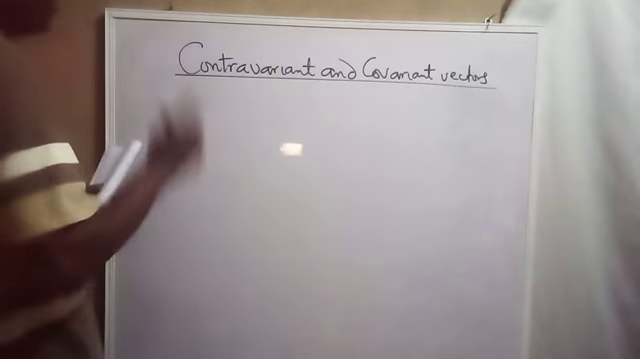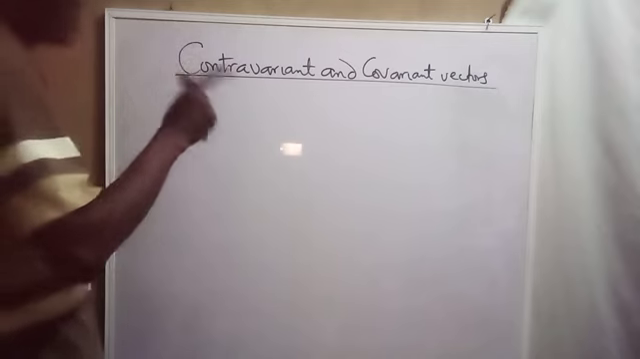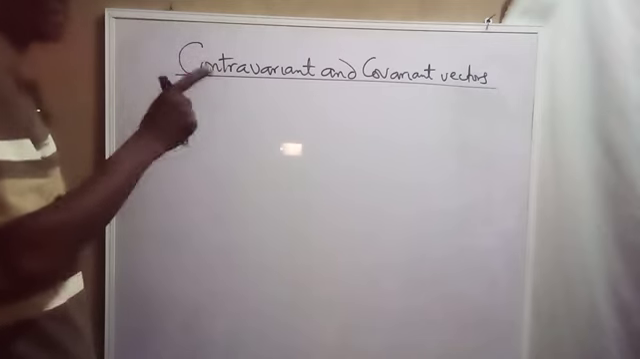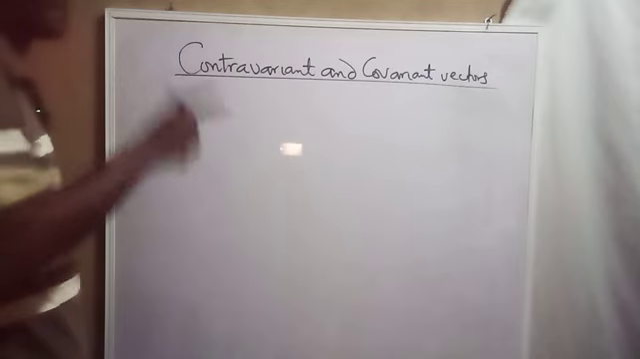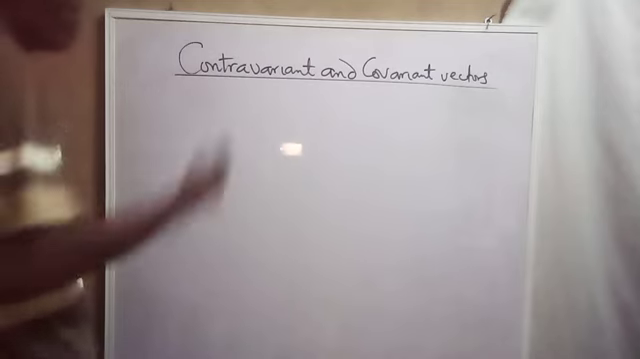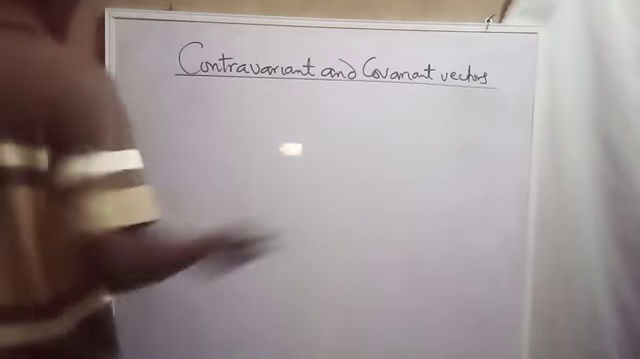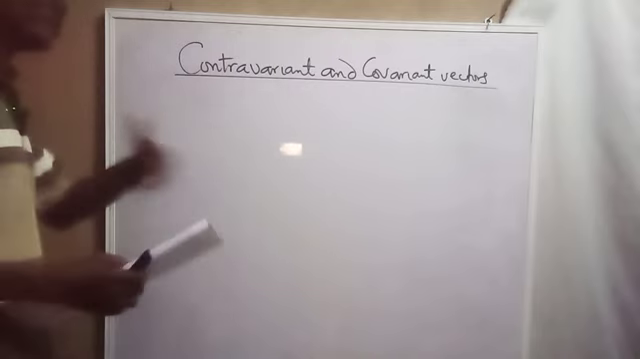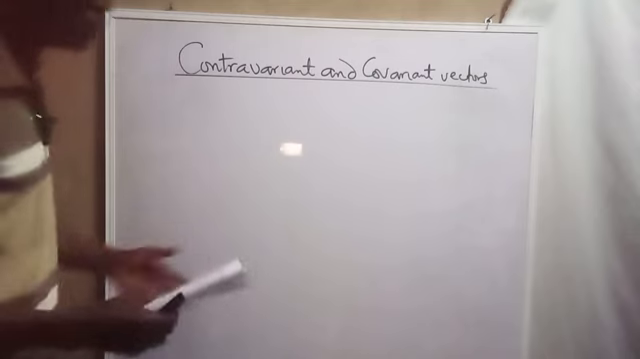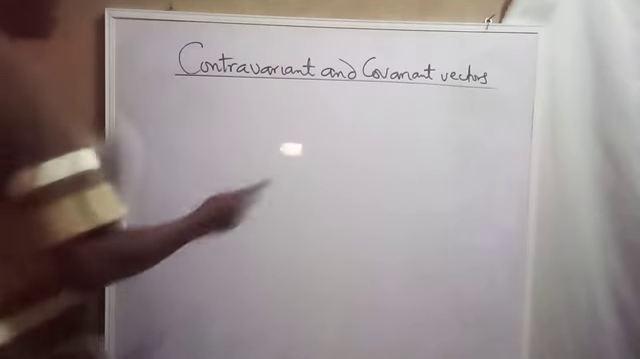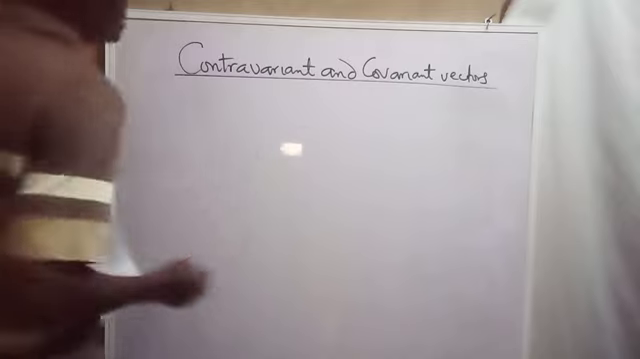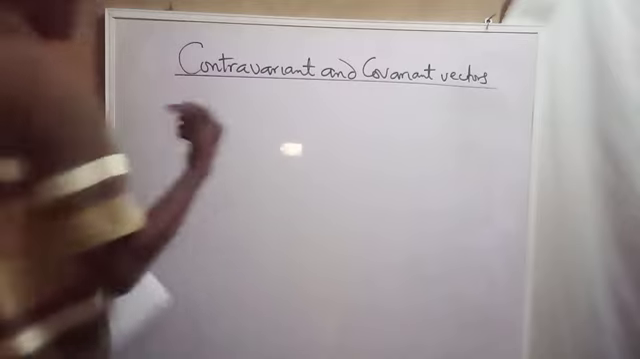Now, don't forget, tensors are, like I told you, generalized mathematical objects. They are just an extension of scalars, vectors, matrices, and the like. So these are the basic things we discussed in the first video. In this next video, let's look at how to differentiate between contravariant and covariant vectors.